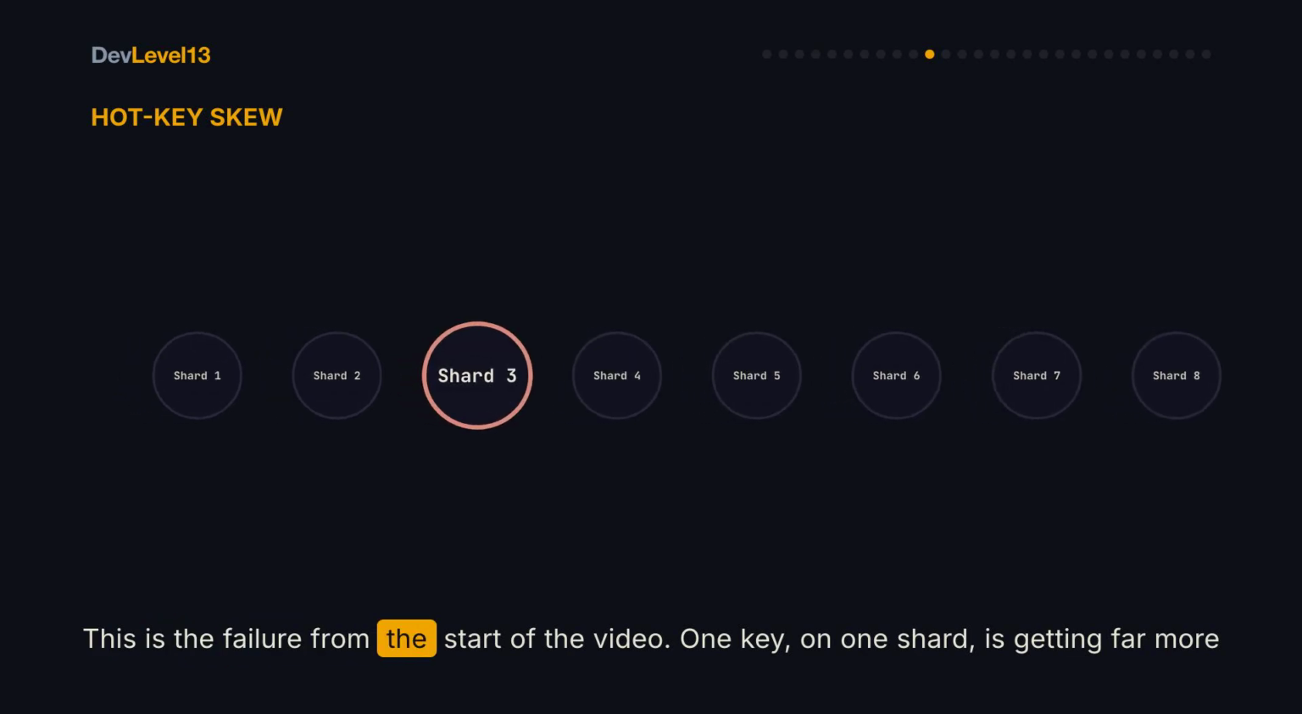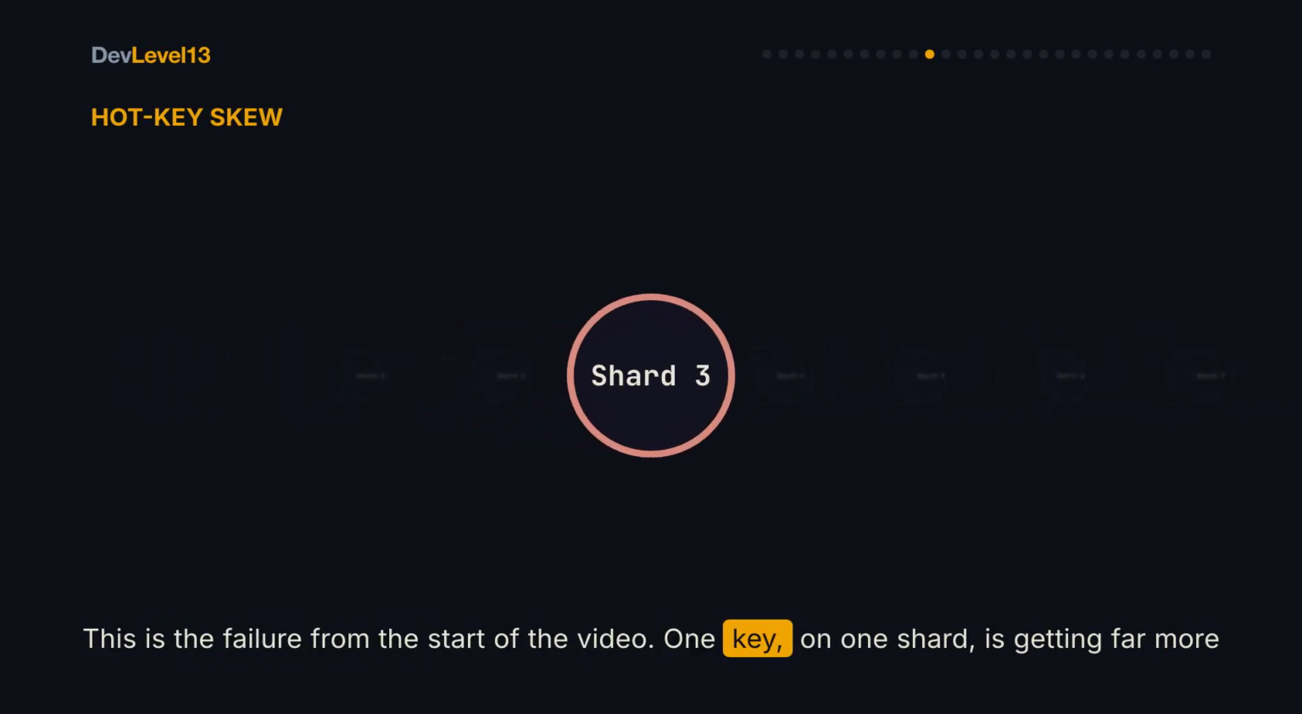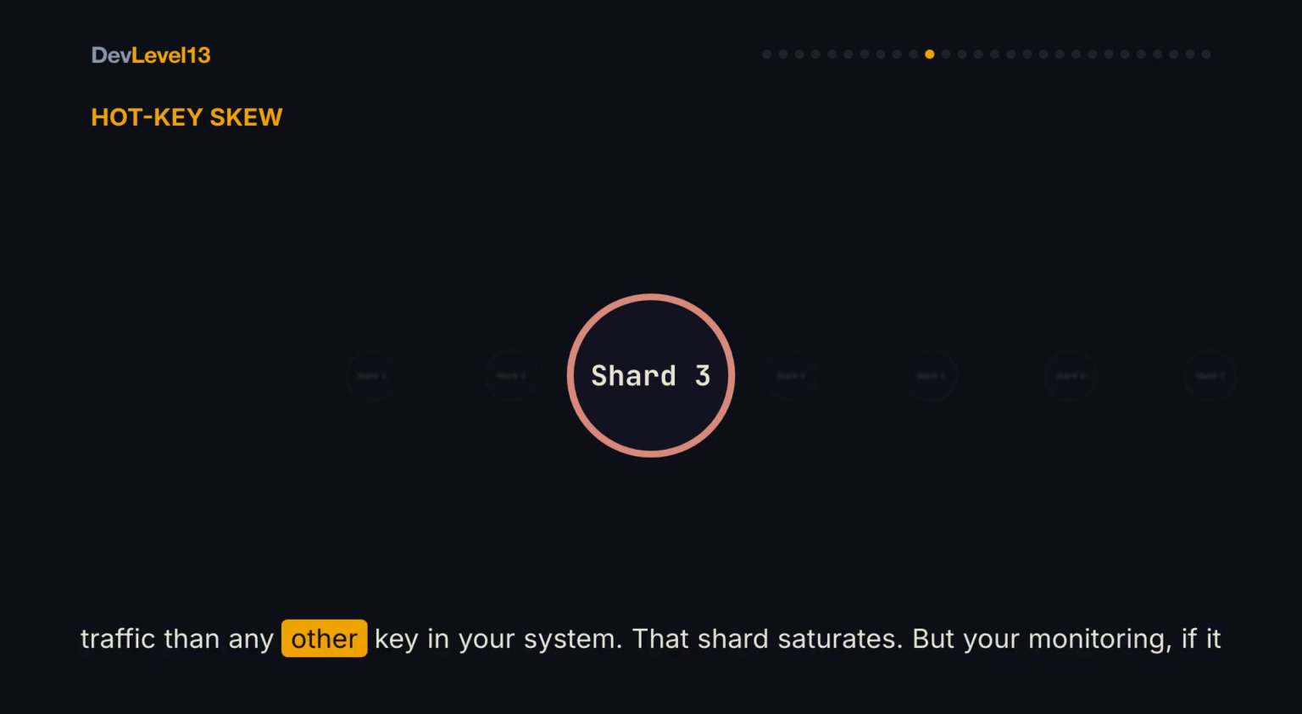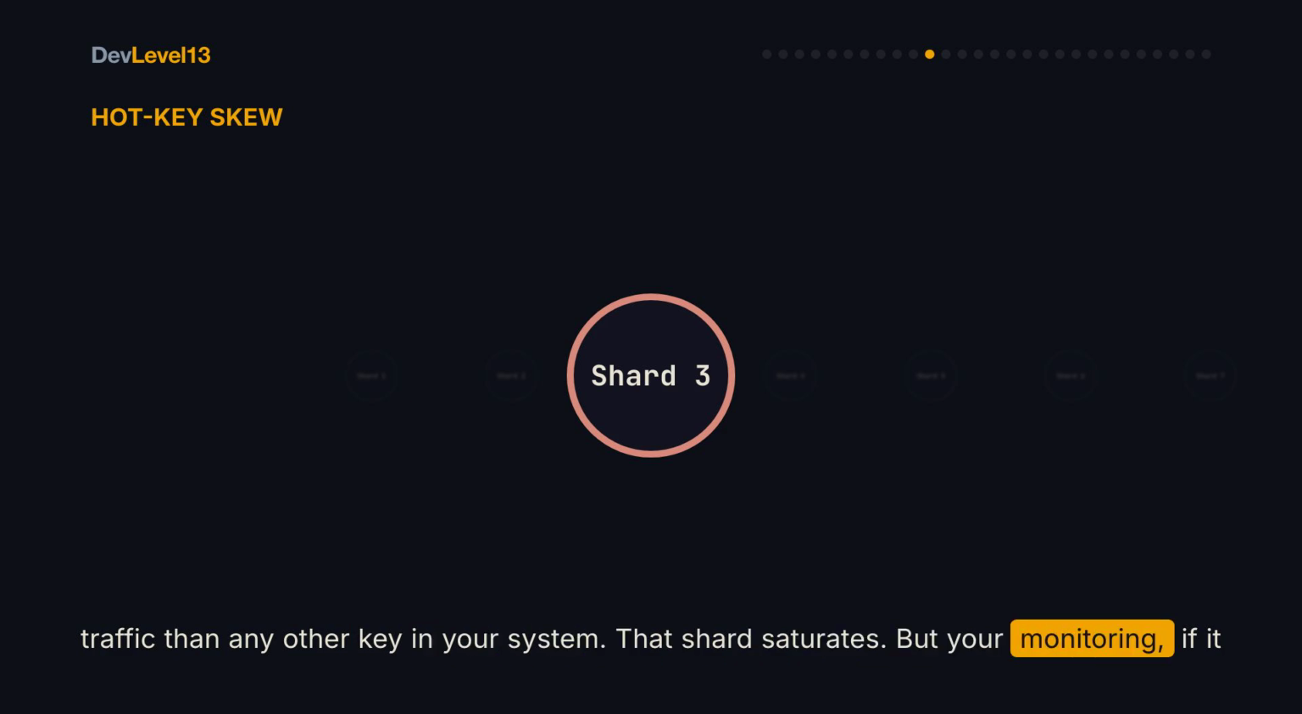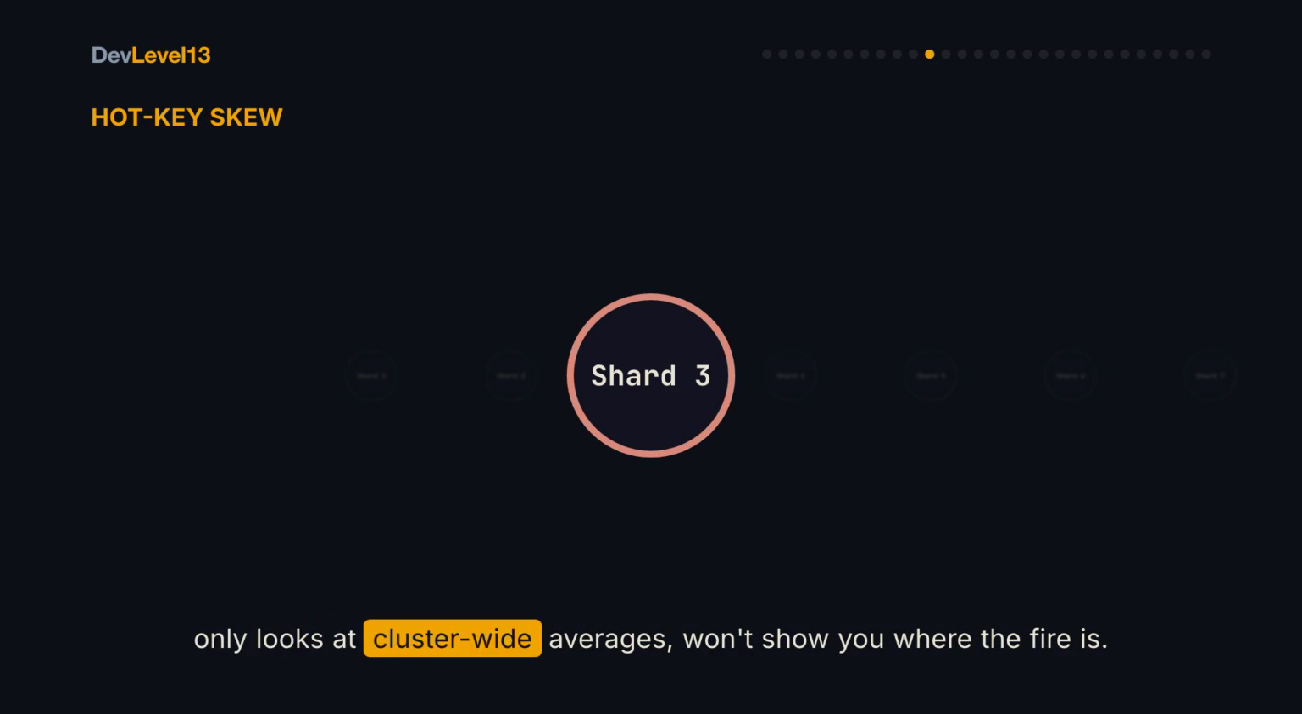This is the failure from the start of the video. One key on one shard is getting far more traffic than any other key in your system. That shard saturates, but your monitoring, if it only looks at cluster-wide averages, won't show you where the fire is.